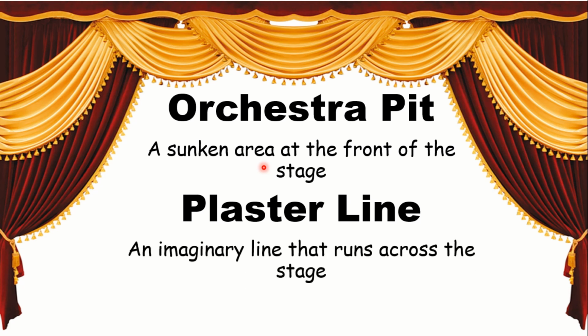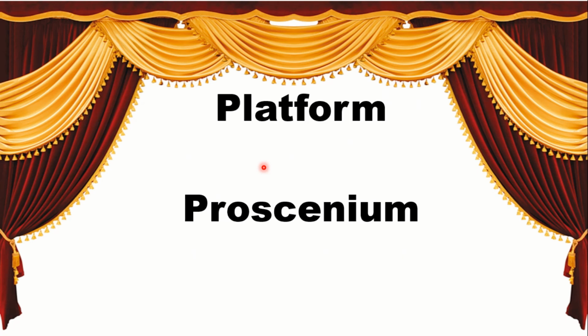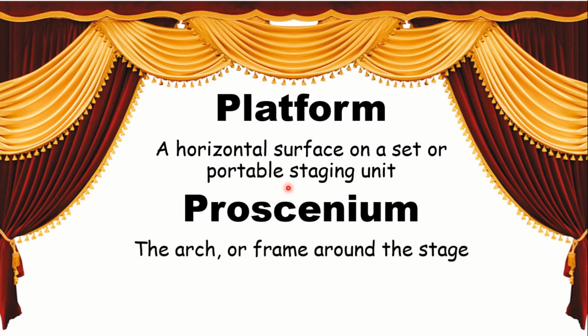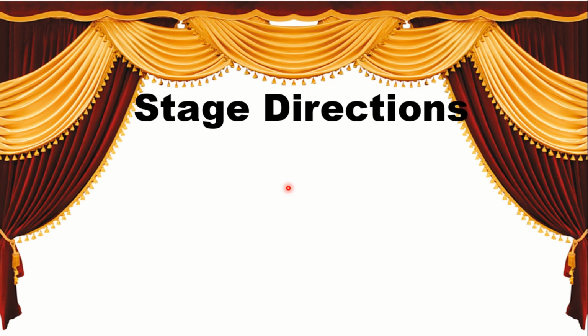Next is plaster line. This is an imaginary line that runs across the stage along the upstage side of the proscenium arc, often made of plaster. Next is the platform. This is a horizontal surface on a set or a portable staging unit. The proscenium is the arc or frame around the stage, a portal between backstage and the apron.